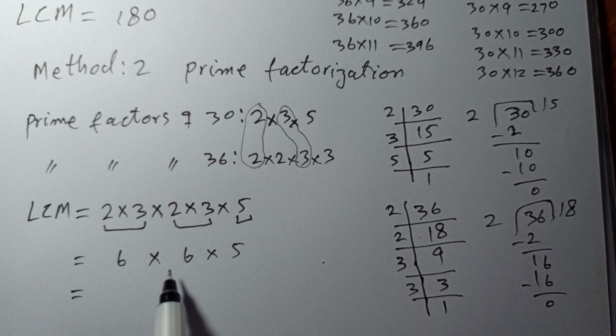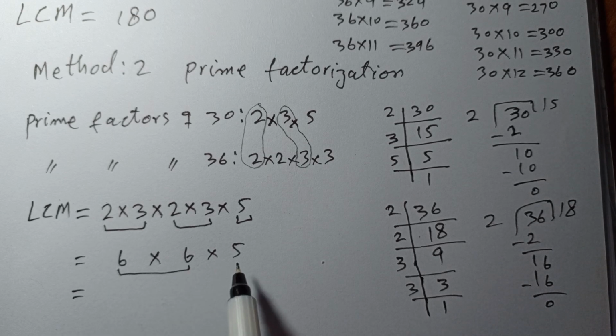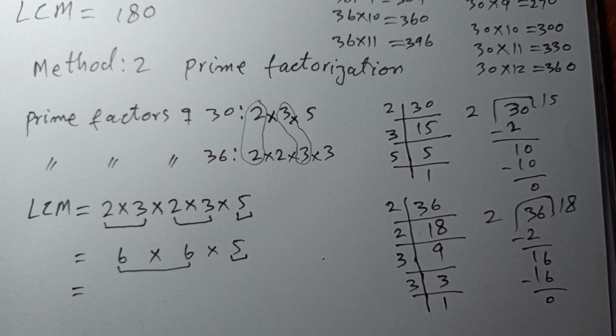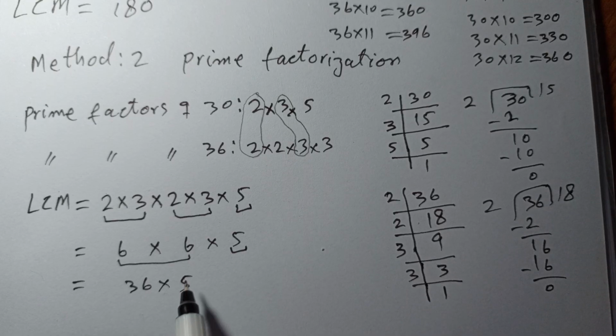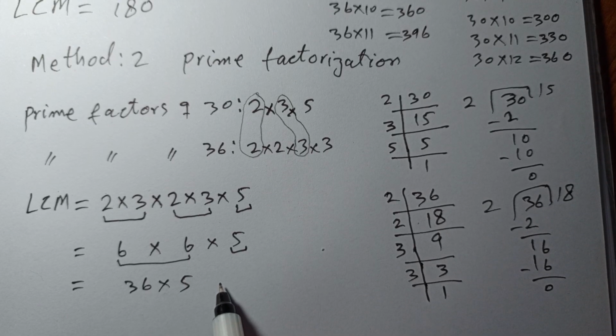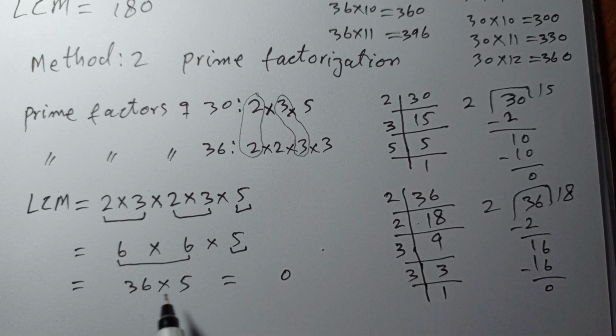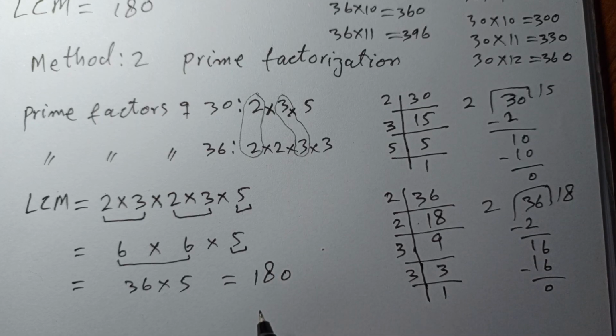This pair, again make pair, and this is single one. Now 6 6s are 36, and this multiplication sign here and 5 here. Now you will multiply these. 5 6s are 30 and 5 3s are 15. 15 plus 3 gets 18. 180. Then again our answer is 180. It means that the answer is right.